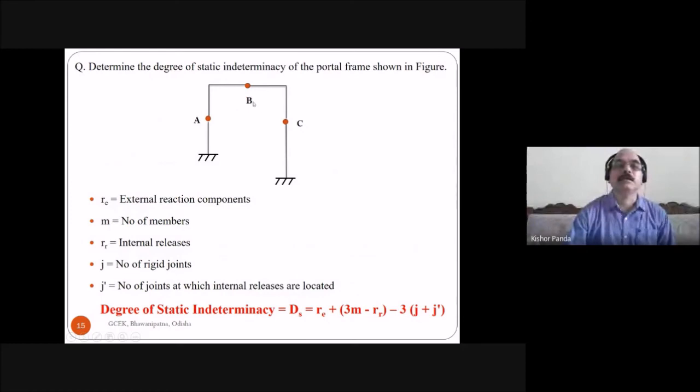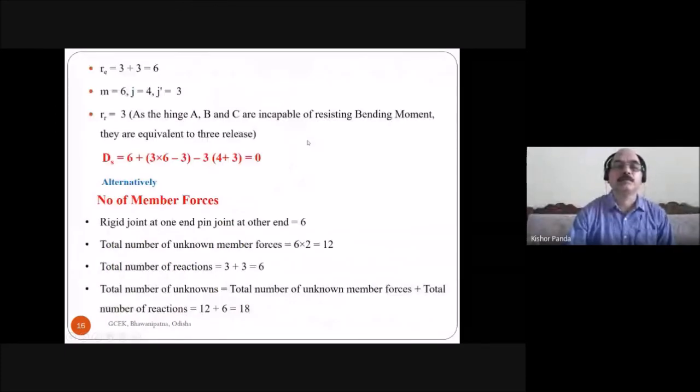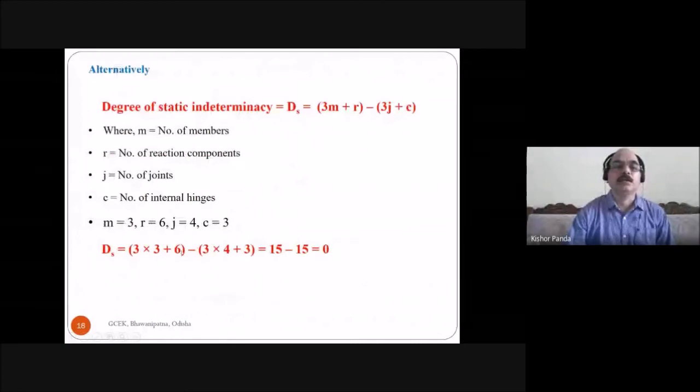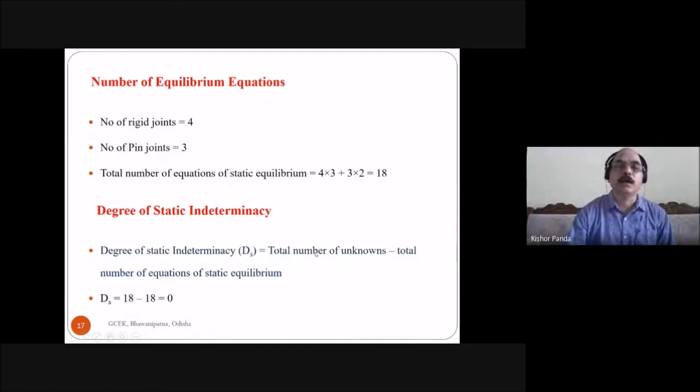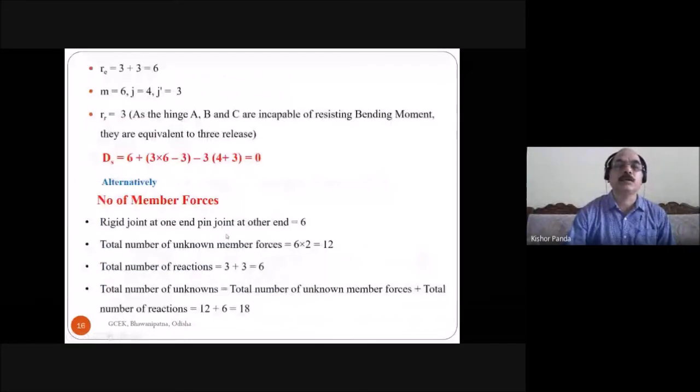Then c is equal to 3, because there are 3 internal hinges, which means 3 internal releases, which means 3 additional equations. So c is equal to 3. Using these values also, you can find out the degree of static indeterminacy. Using this formula, 3m plus r minus 3j plus c, ds is equal to 0. You can find it using this one, or else using the other one.